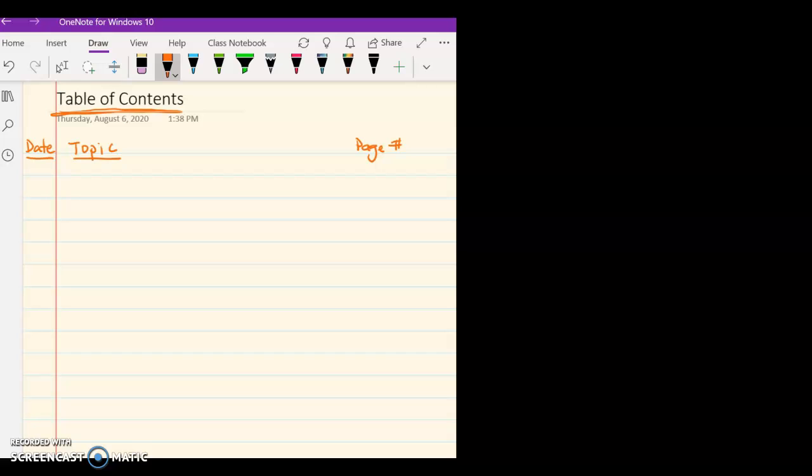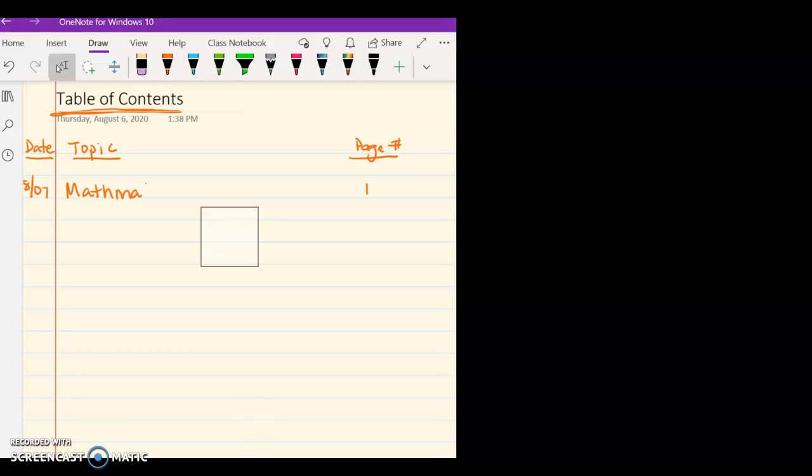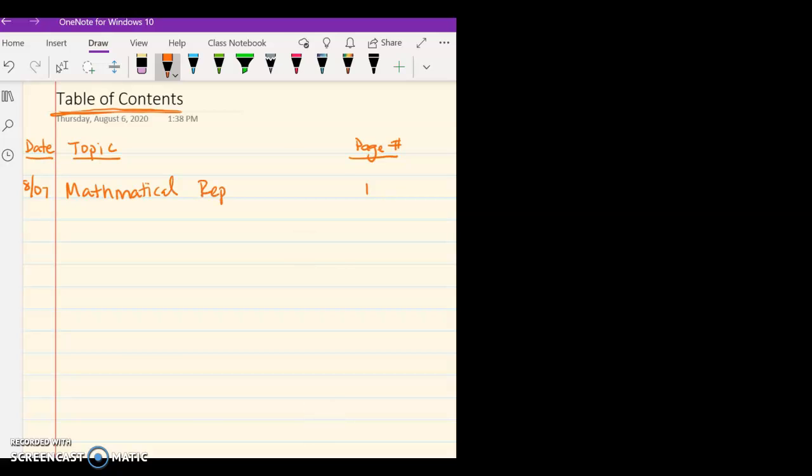The very first thing that we're going to do is on page 1. And today's date is the 7th because it's Friday. And then the topic is mathematics. Mathematical representations. So that's our first page. We're going to add to that on Monday.